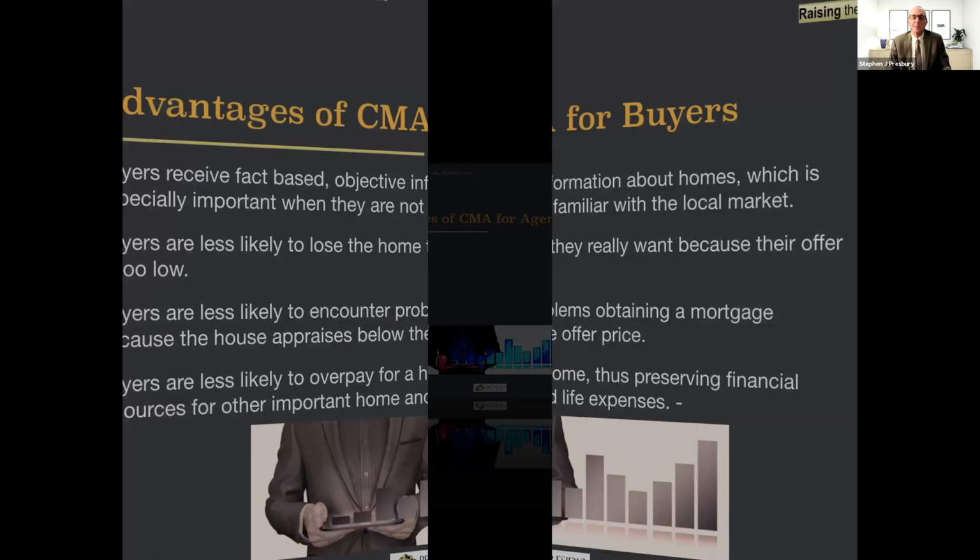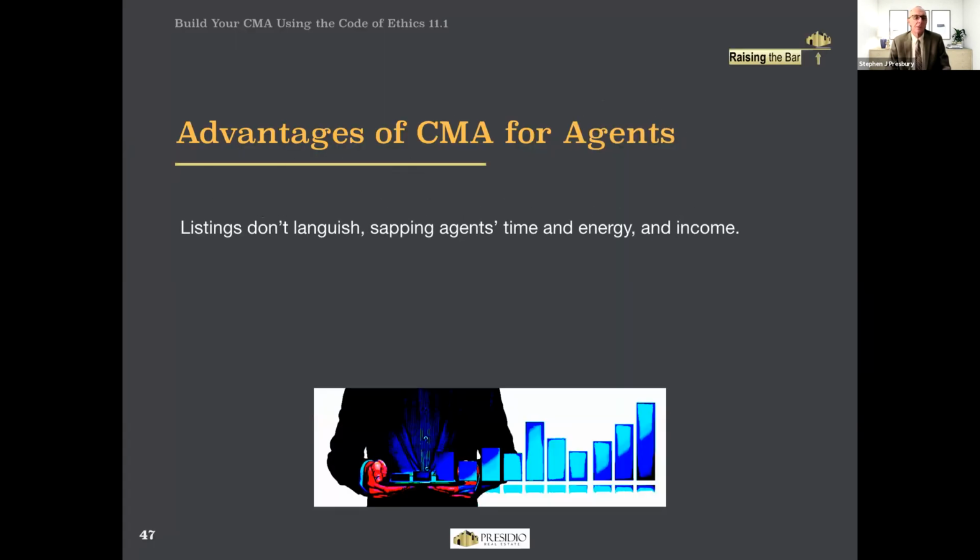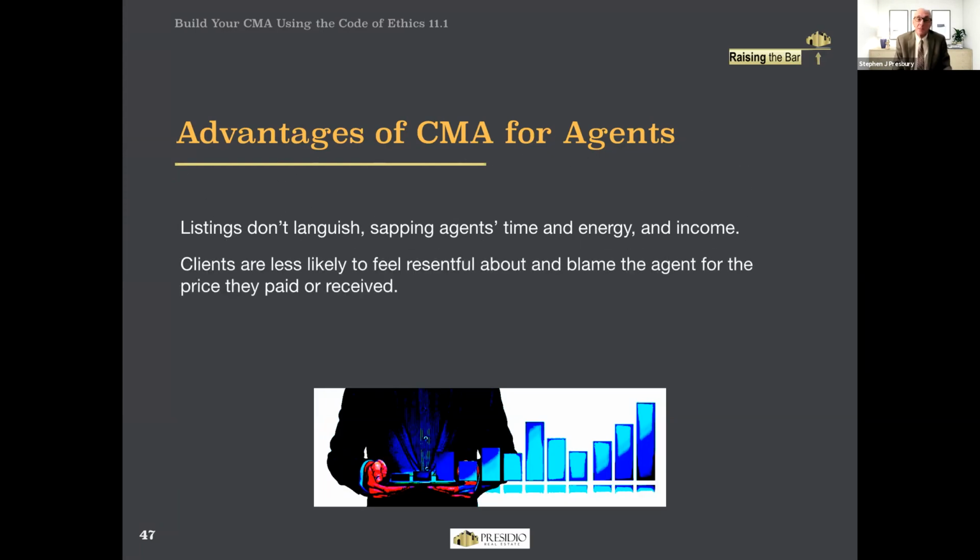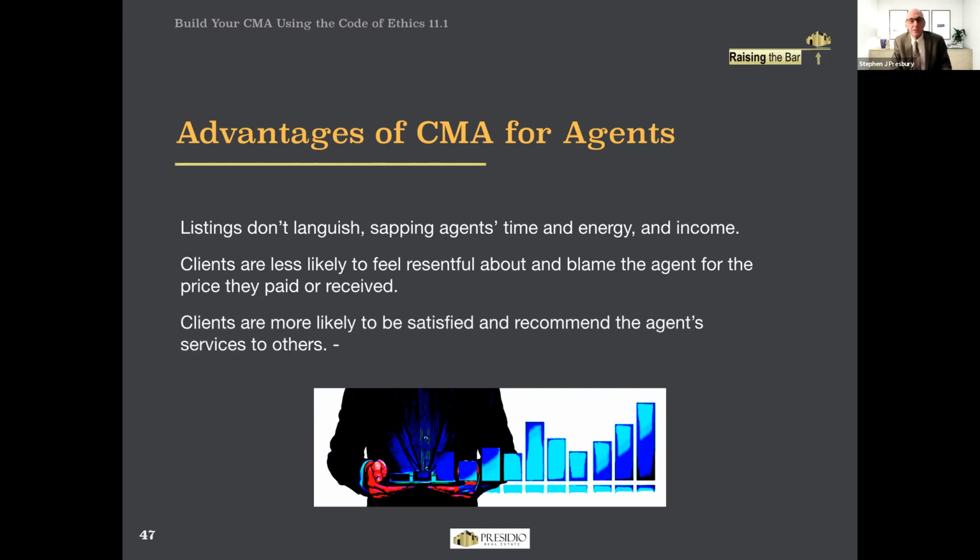Okay, let's look at the advantages for the agents, which is us. Obviously, listings are not sticking out there for a long time, sapping our time, and our energy and our income. Clients are less likely to feel resentful about and blame the agent for the price they overpaid or received. And clients are more likely to be satisfied and recommend the agent's services to others. So there are three really good benefits or advantages for us as agents. Anything to add to that as agents, or thoughts or comments on that?